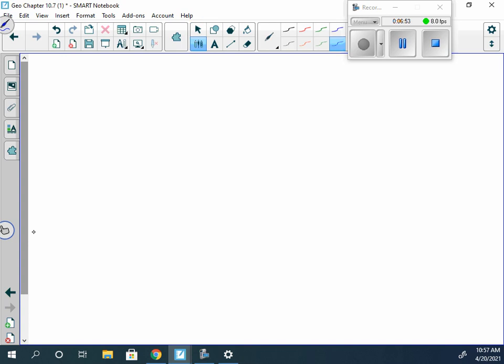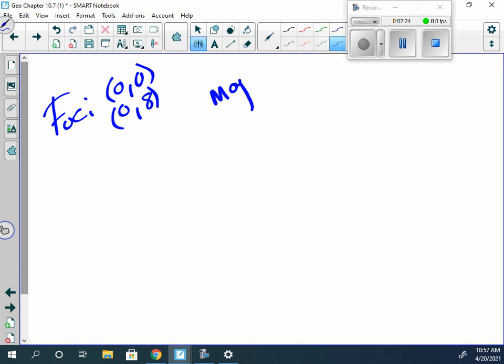We're going to look at 2 more. One of them is going to be, we're given the foci of 0, 0, and 0, 8. So these are our foci, which means we're dealing with the value of C. Most likely. And the major axis, and this time it is major axis, length is 16.